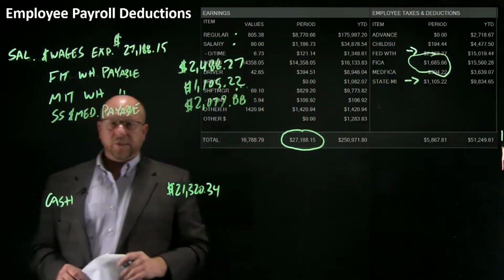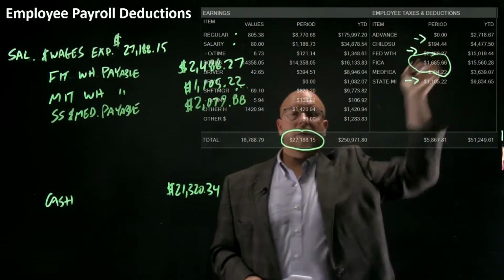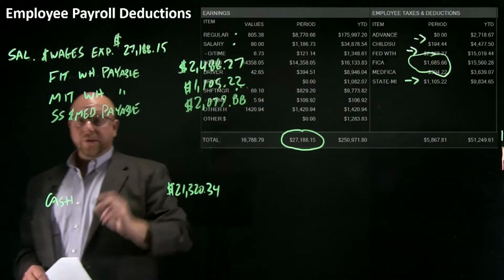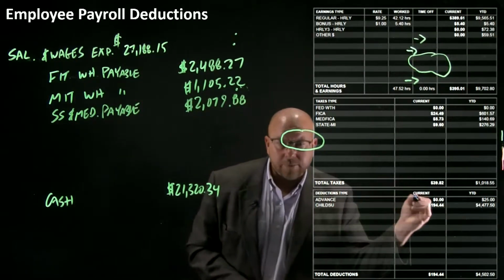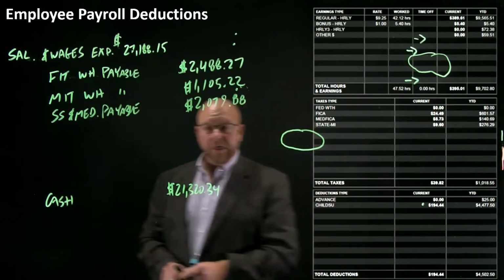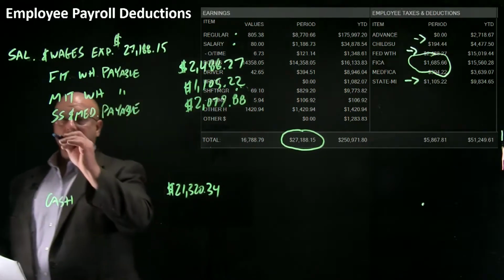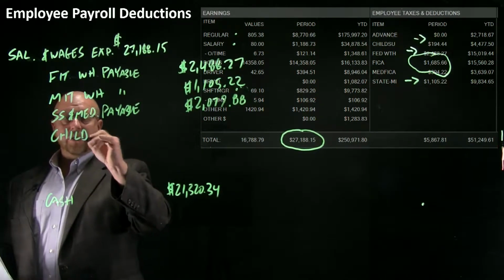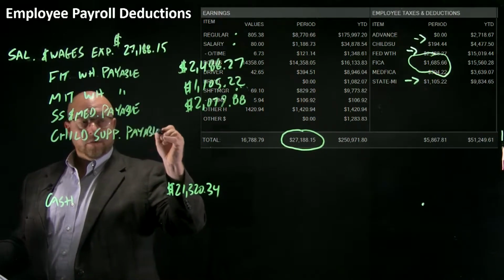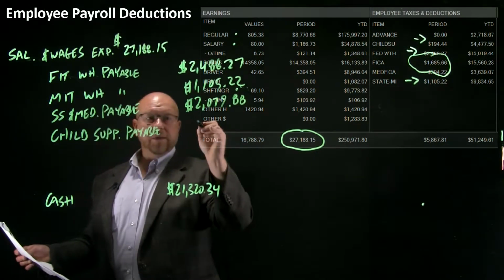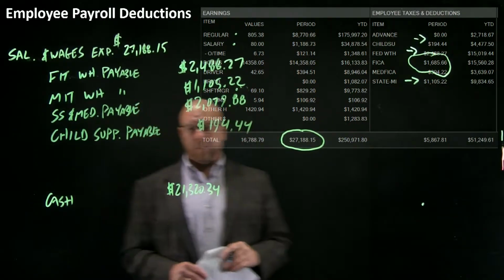And remember our friend's child support payment. That's the last current liability right here, the $194. And if we go back here, that happens to match what was on the employee's pay stub, because he is the only employee at this company with child support. So here's our last current liability, child support payable, which is going to be the $194.44.